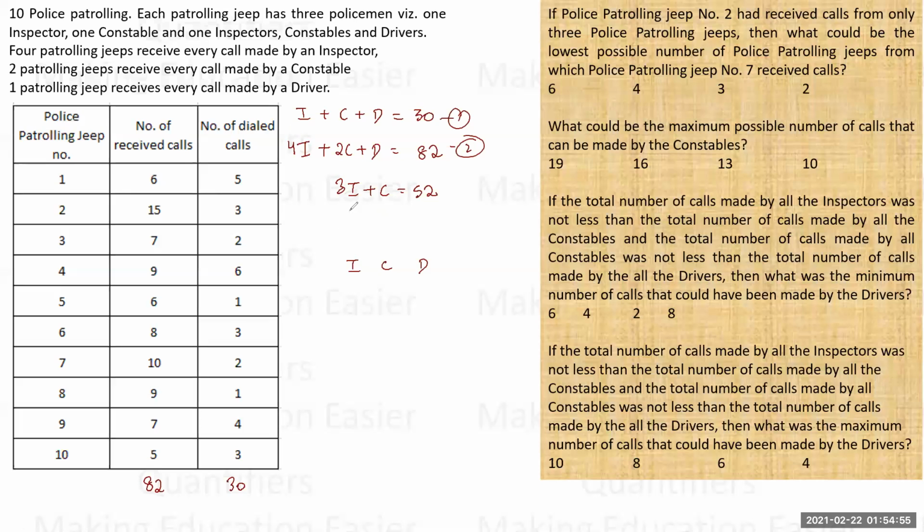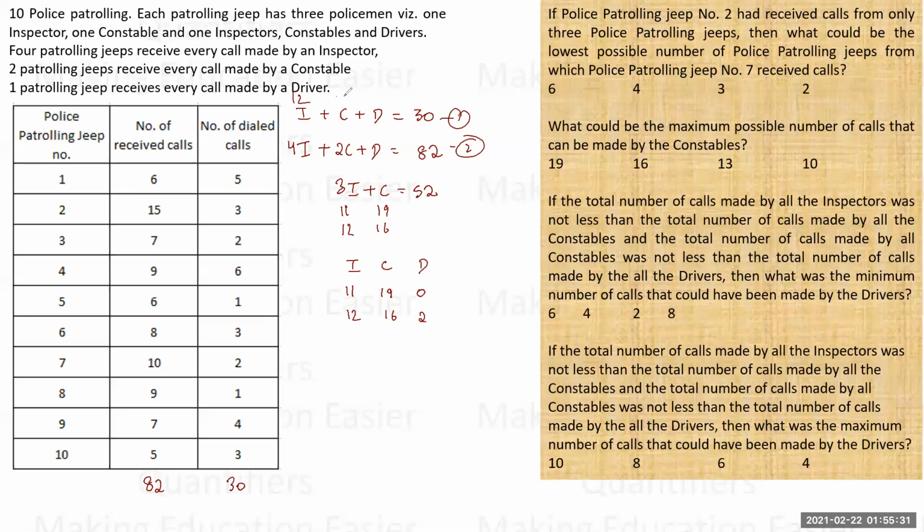Okay. If I put I as 11, 33, C would be 19. 11 and 19, 30. Yeah, this is one possible case. This is 11. This is 19. And in this case the driver's calls would be 0. Now this is a linear equation. So if this solution is 11, 19, the next solution would be 12 and 16. This will increase by 1 and this will decrease by 3, right? Okay. So basically 3 times 12 is 36, and 12 and 16 make 28, and then D would be 2, right?